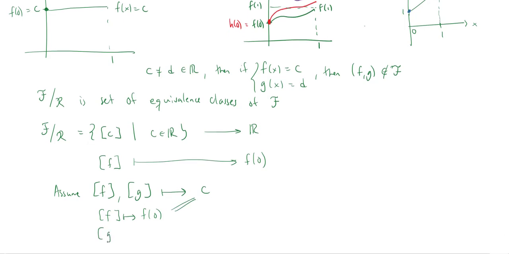On the other hand, we know that the class of g would get mapped to g of 0. But it's also mapped to c. So c also has to equal g of 0. Well, that tells us that f of 0 and g of 0 are equal. But that's exactly what it means to say that f and g are in the same equivalence class. Okay, so this tells us that the function is injective.